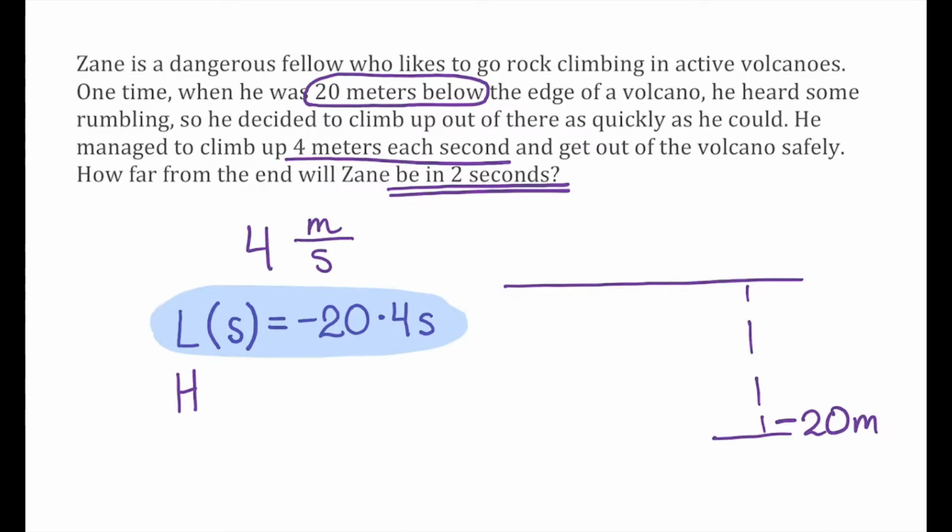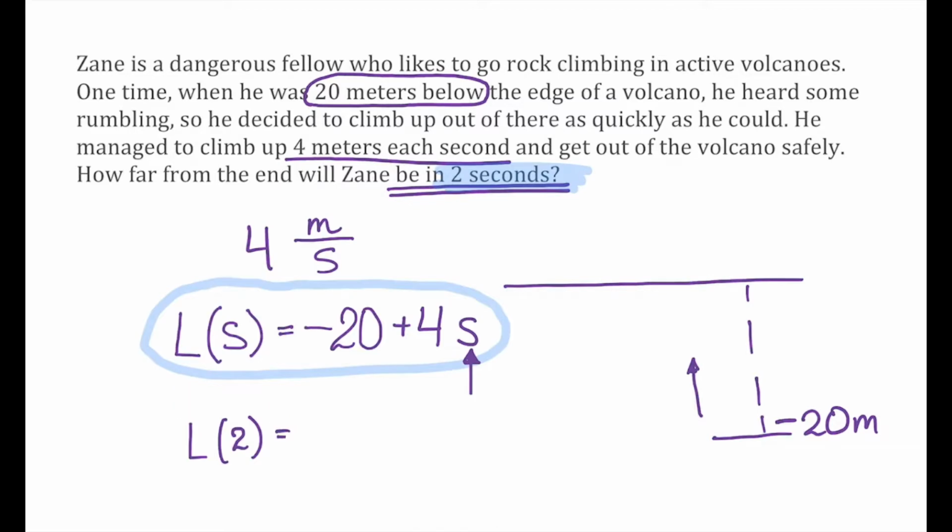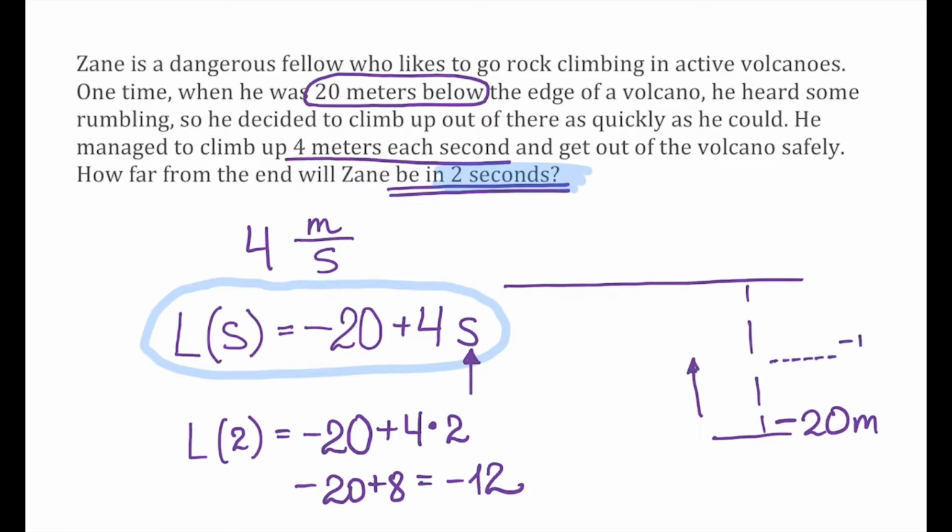So they want to know how far from the edge he is in 2 seconds. So then I'm going to say level will be, he started at negative 20 plus 4, and then times 2. That's going to be negative 20 plus 8, and that will be negative 12. So in 2 seconds, the person is somewhere here at negative 12 meters.